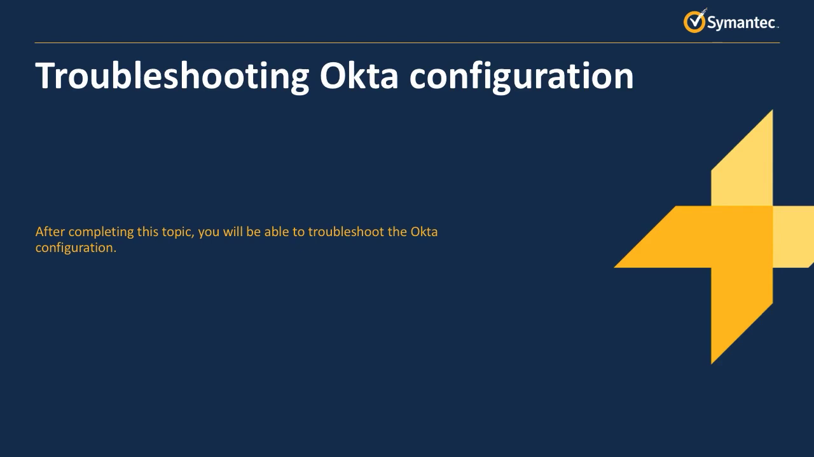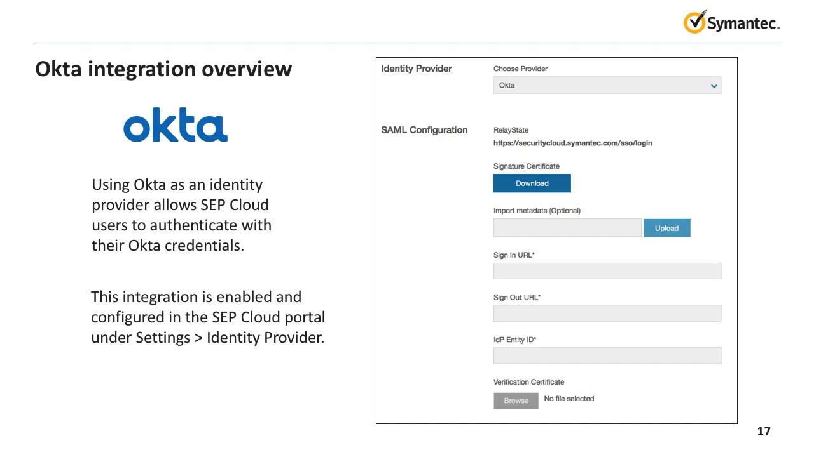This is the Troubleshooting Okta configuration topic. After completing this topic, you will be able to troubleshoot the Okta configuration. Using Okta as an identity provider allows SEPcloud users to authenticate with their Okta credentials. This integration is enabled and configured in the SEPcloud portal under Settings, Identity Provider.